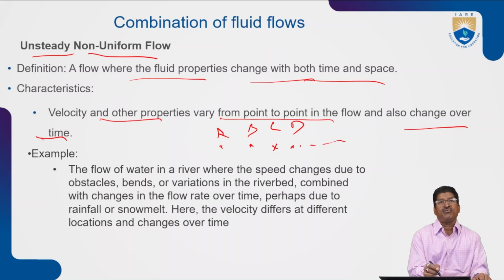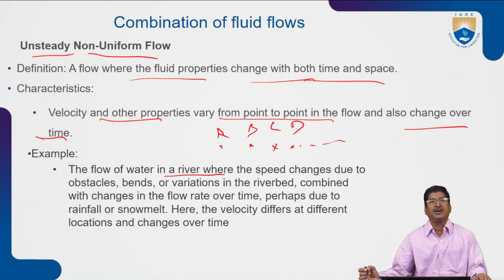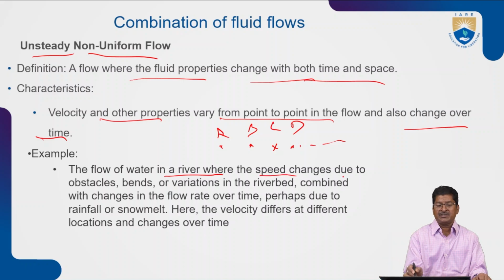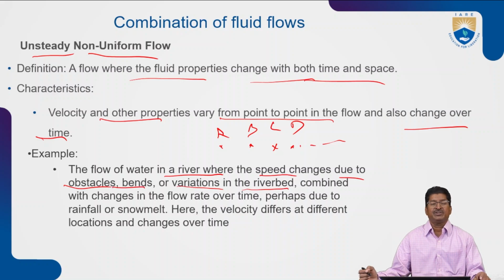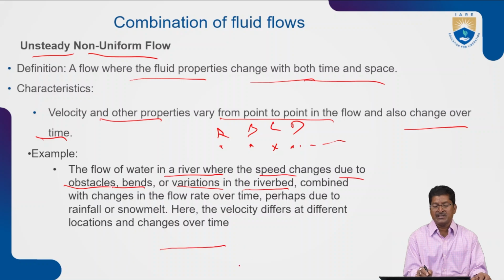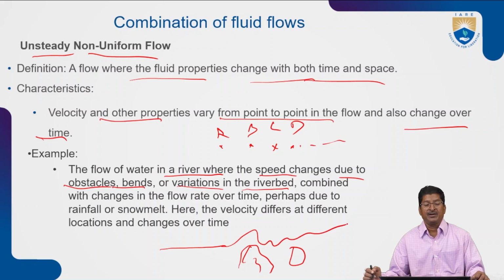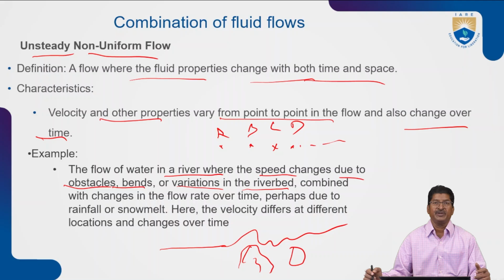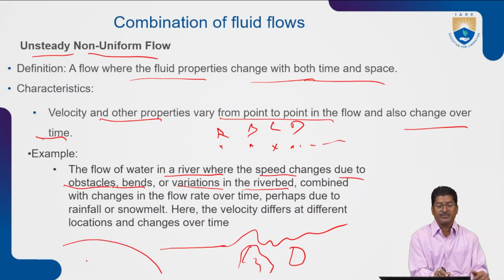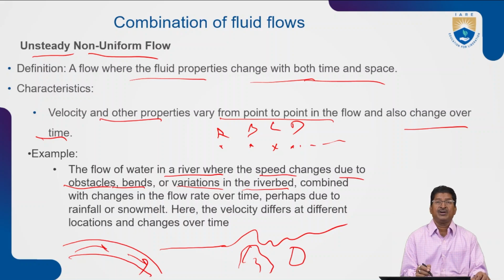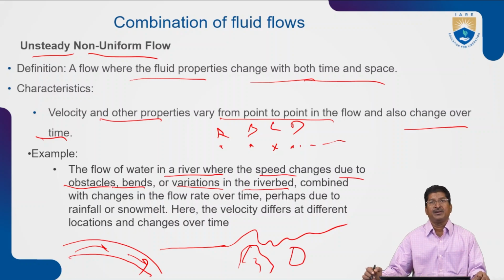Example, say a flow of water in a river. The speed changes due to obstacles, bends, or variations in the river bed. If a river is flowing and some stone or obstruction is there, the water flows irregularly. That means no constant speed. If there is a bend in the river, or an obstacle in the river bed, it is combined with changes in the flow rate over time.